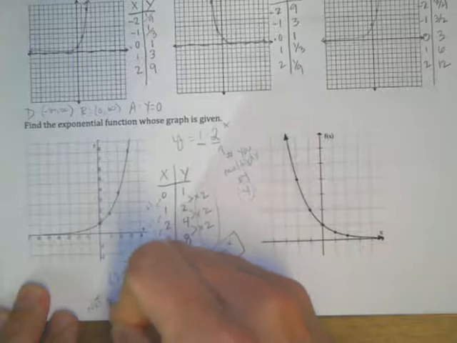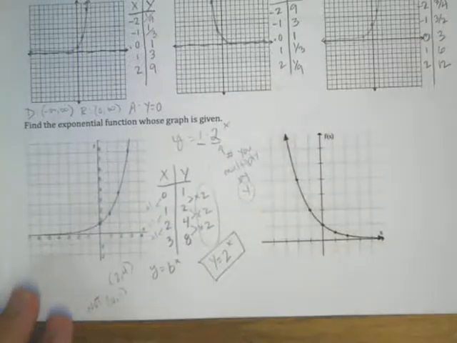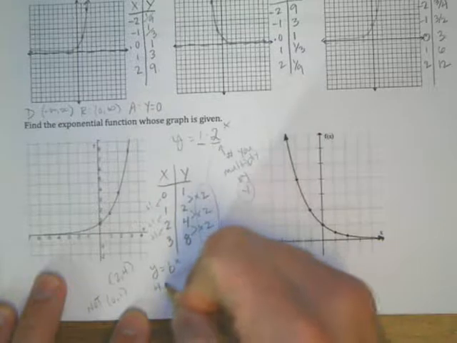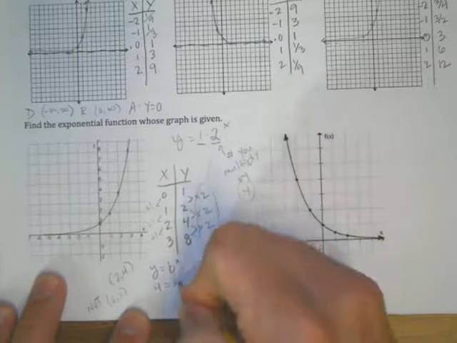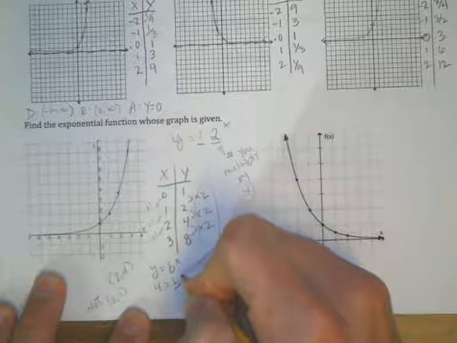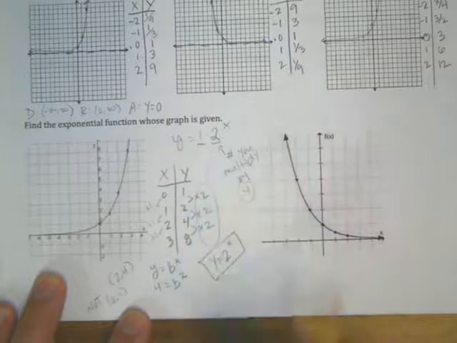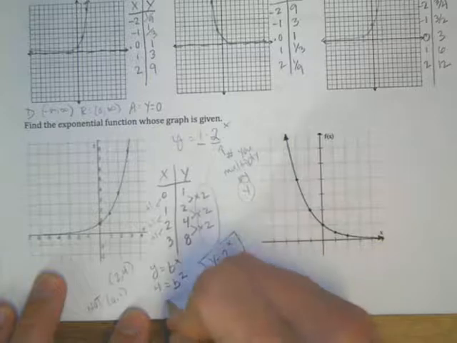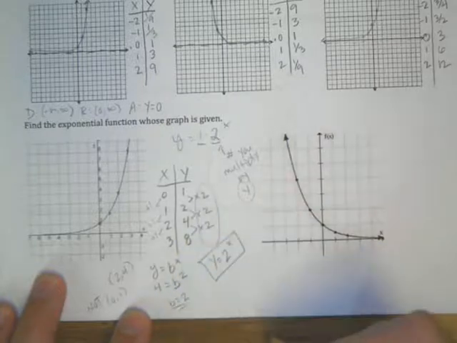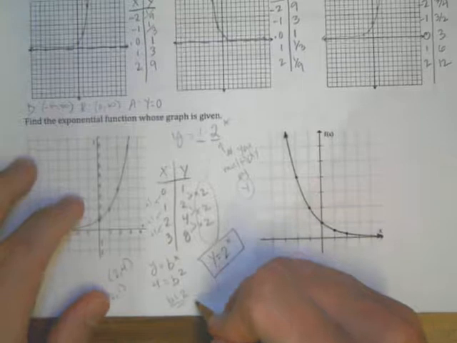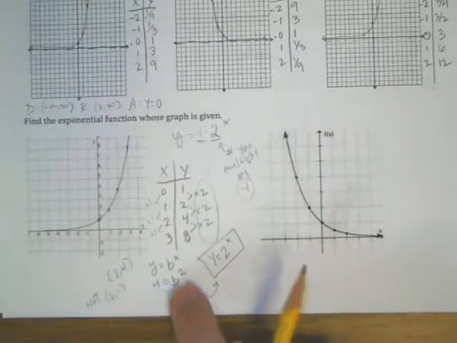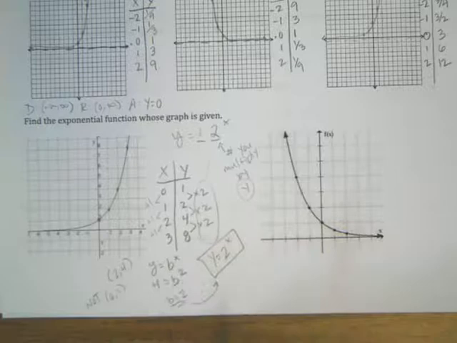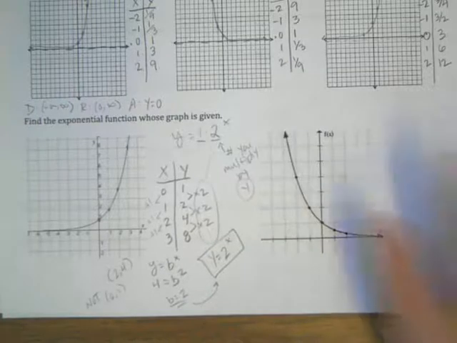Y is 4. B is what we want to know. X is 2. So we're saying what squared is 4? B has to equal 2. That one's a little bit more complicated, but it'll get you there. And this property right here, we're going to use a bunch coming up next class. Logarithms.